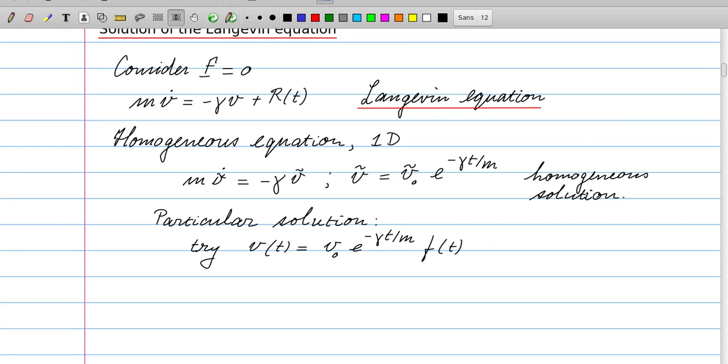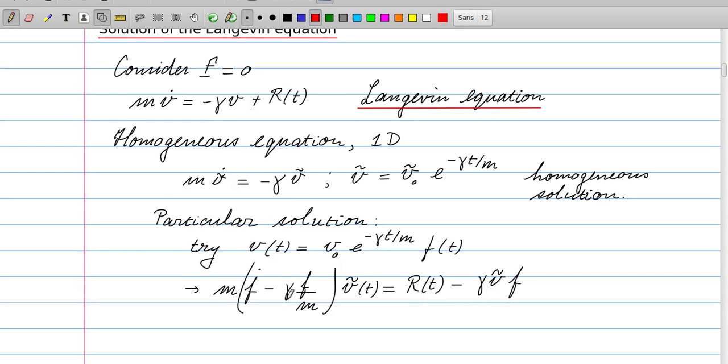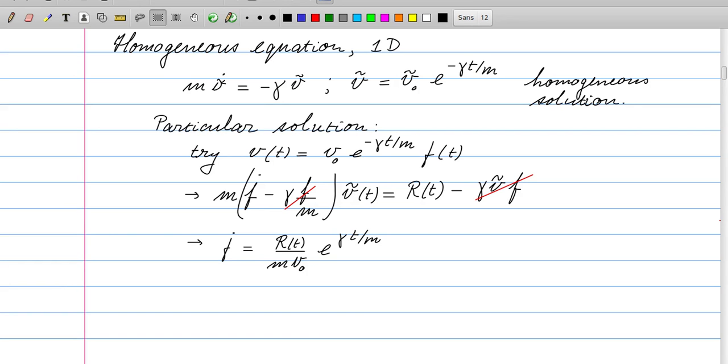Then we need to find a particular solution, and we do that using the standard method. We try a solution of the form v(t) is the homogeneous solution times some function f that depends on time. If we plug that into the differential equation, we get the following. First of all, we have two time dependencies, one here and one there, so we get two terms from the m times v dot. Those are those two terms, and on the right hand side we have the drag force and the random force. The drag force is cancelled on the left and right hand side. Here you see that this term is identical to that term, and so we are left with a simple equation for f. This equation can be directly written as f dot is some function on the right hand side which depends on t, and this can easily be solved.